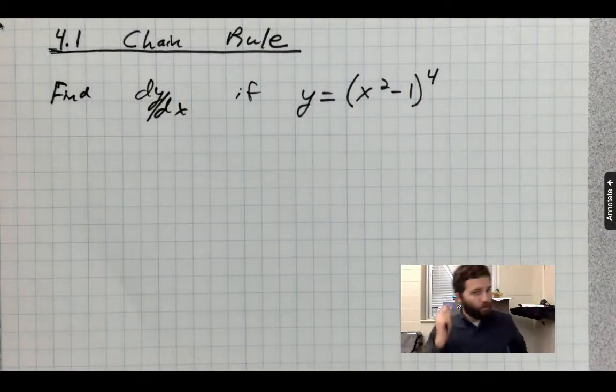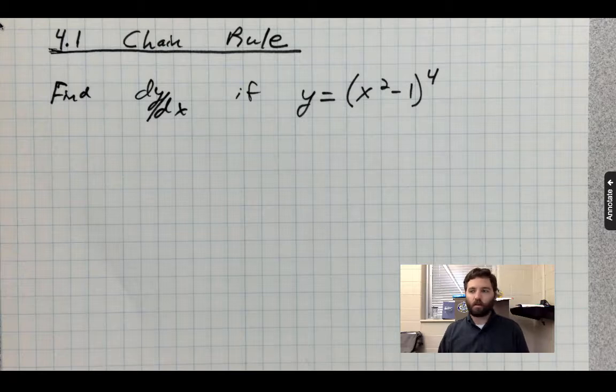All right, section 4.1, we're going to talk about the chain rule. Chapter 4 is called more derivatives. So all of chapter 4, we're going to be learning more rules of derivatives. In other words, how to take the derivatives of different families of functions and types of functions.